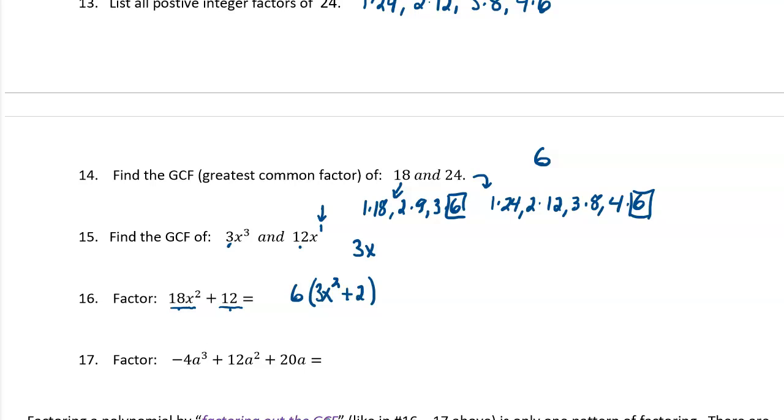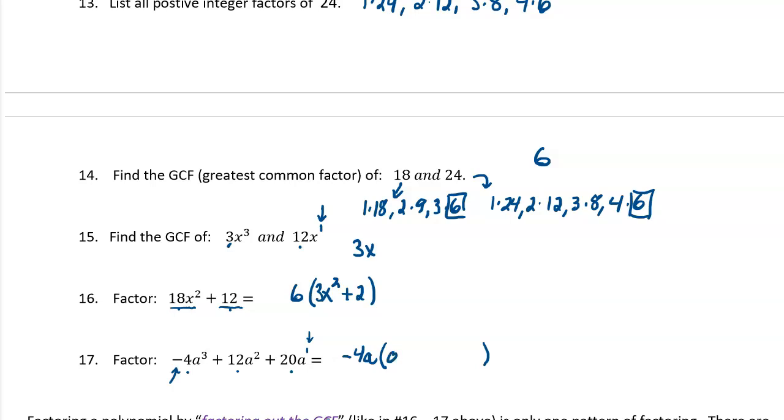Number 17, factor out the GCF. The leading coefficient is negative, so the GCF will be negative. 4, 12, and 20 are all divisible by 4. There's also a variable in all terms, and in the last term, the a only goes to the first power, and so the GCF can only have a to the first power. Then put a set of parentheses and figure out the complementary factor.